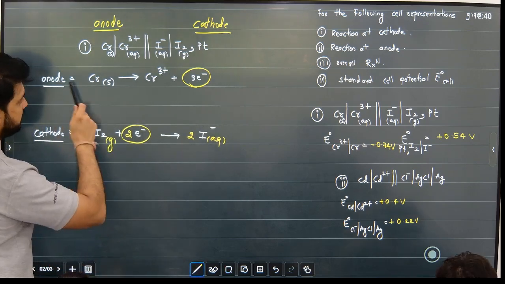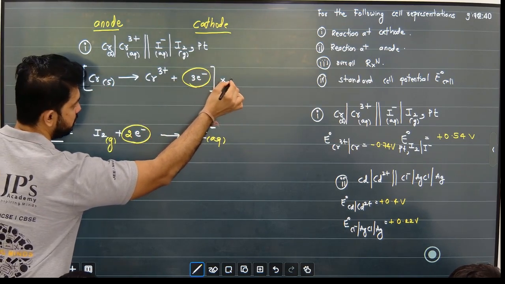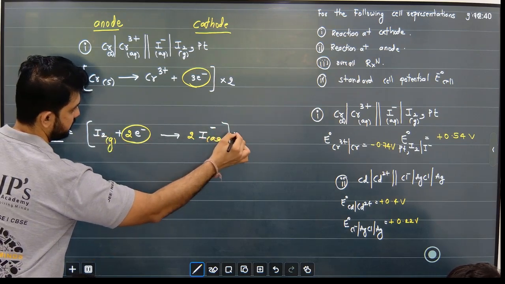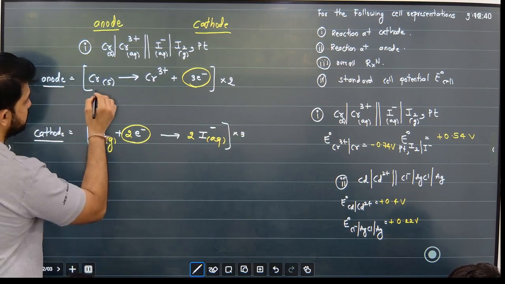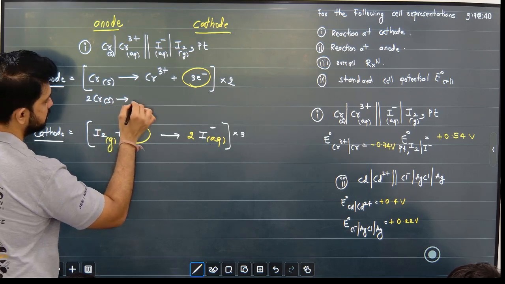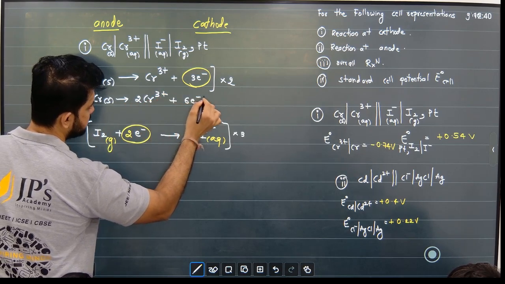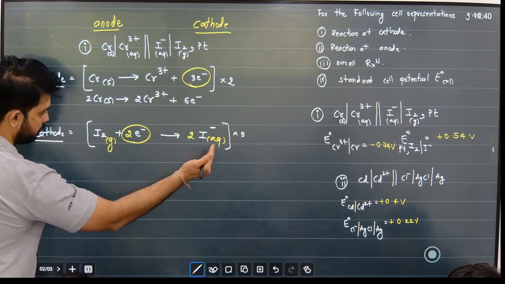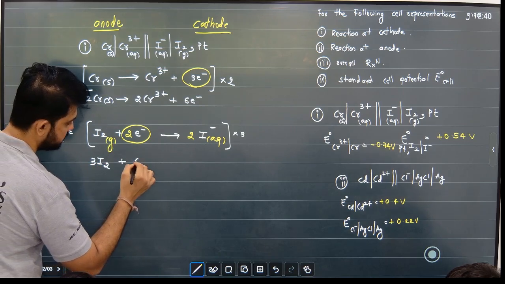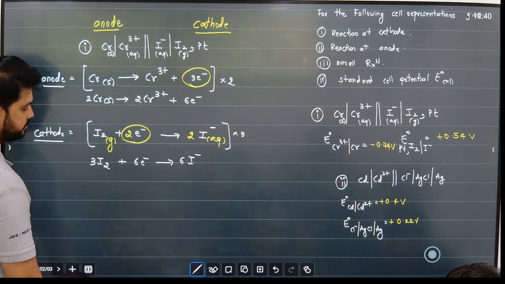You will multiply the anodic equation by 2 and cathodic equation को आप किससे multiply करोगे? 3 से. So क्या equation मिलता है यहाँ पे? 2Cr solid gives 2Cr3 plus 6 electrons. And what will this equation become? 3I2 plus 6 electrons gives 6I minus.